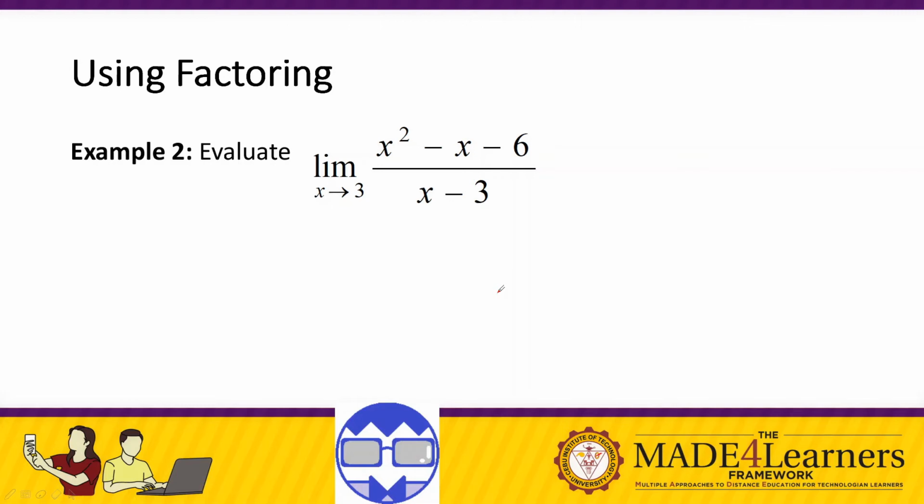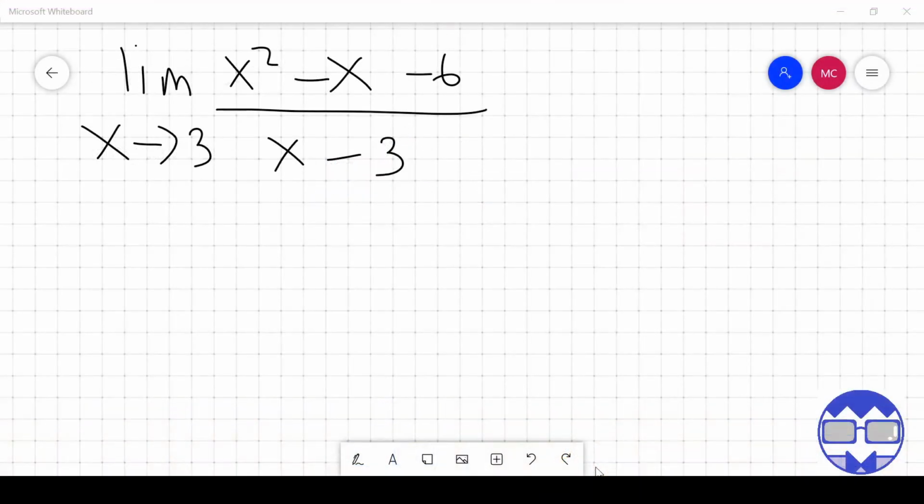Let's have example number 2. We are asked to evaluate the limit of x squared minus x minus 6 all over x minus 3 as x approaches 3. Let's go to the board.